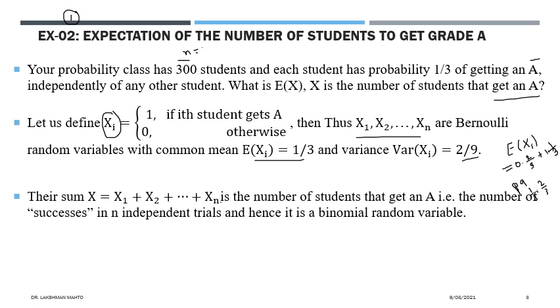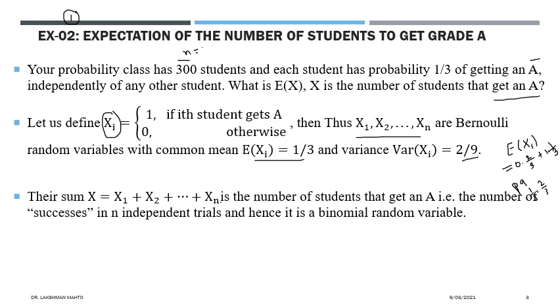Simply you can say that x is a function of these n number of Bernoulli random variables, and it is a sum, and each xi happens to be independent of xj. So due to that independence, if you're defining x this way and summing up, suppose k number of successes are there, that is k number of students getting A, and the rest n minus k will not get A.